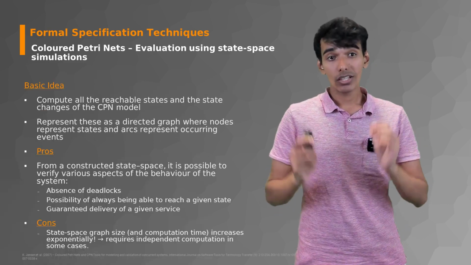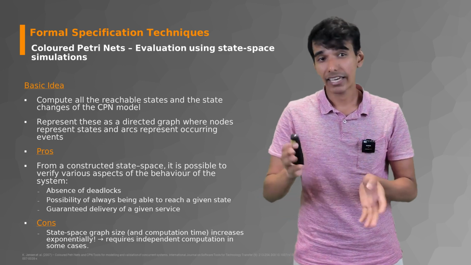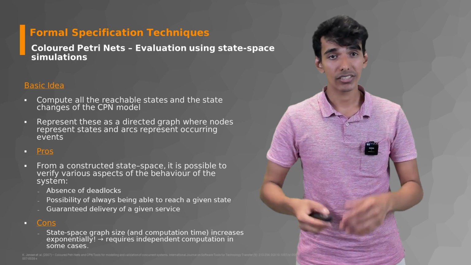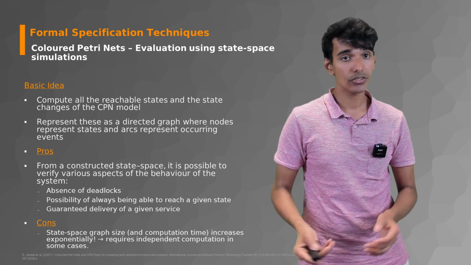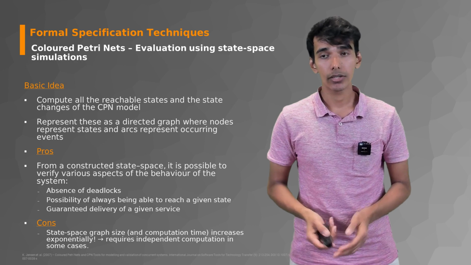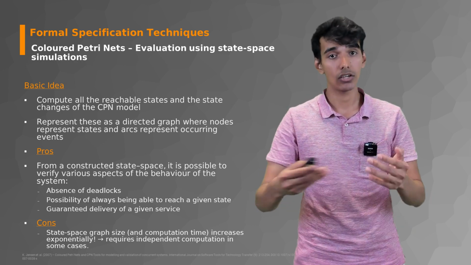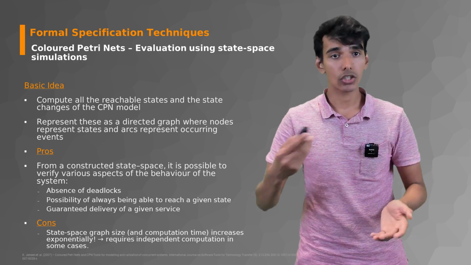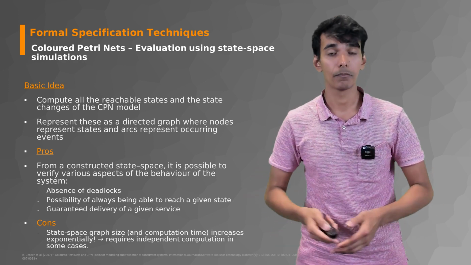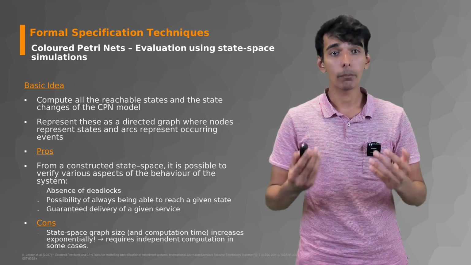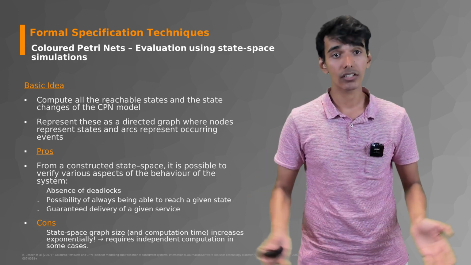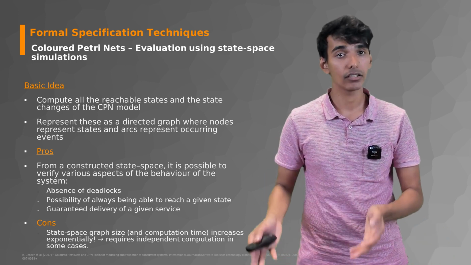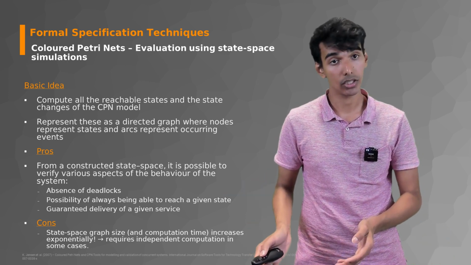So now that we know a little bit about how these CPNs work, there's this thing called state space simulations. Essentially, we know that these transitions can occur, but so far we've only looked at transitions occurring and the rules behind these transitions. But there is a way to automatically evaluate all different types of transitions in an automated fashion, and then have a final evaluation of your colored Petri net model.